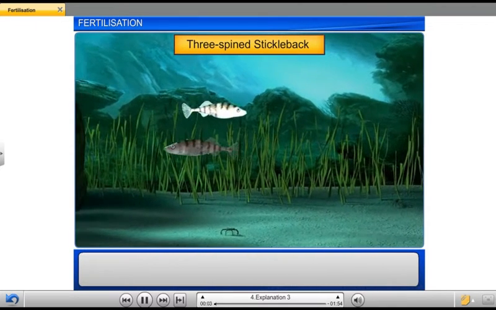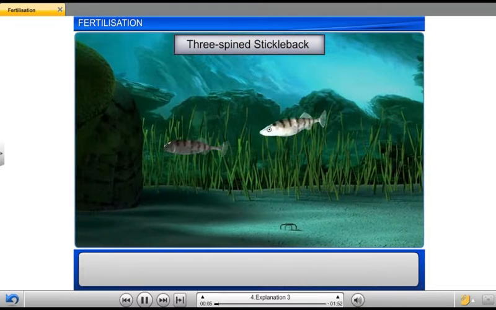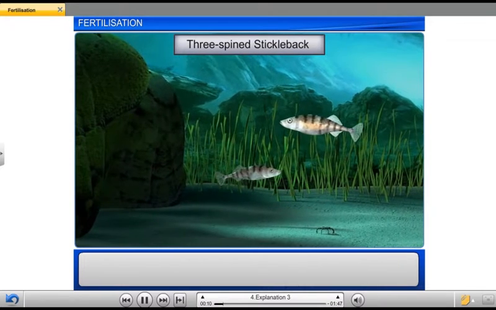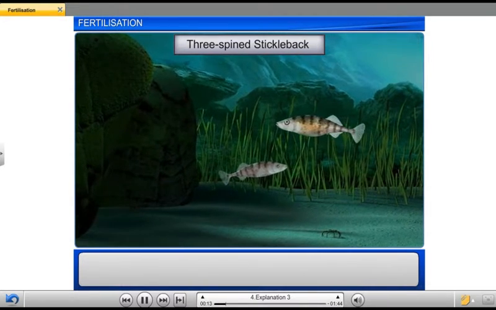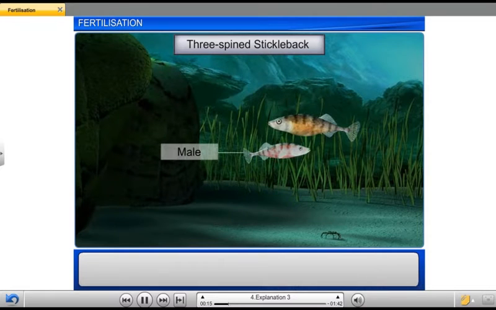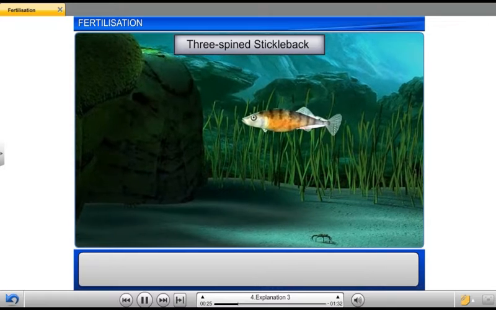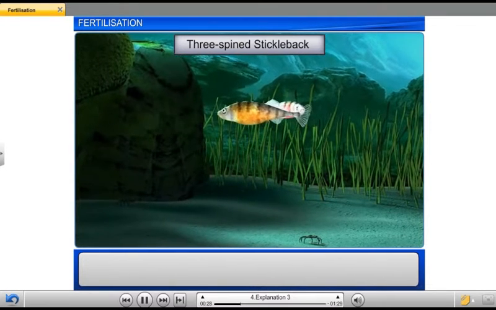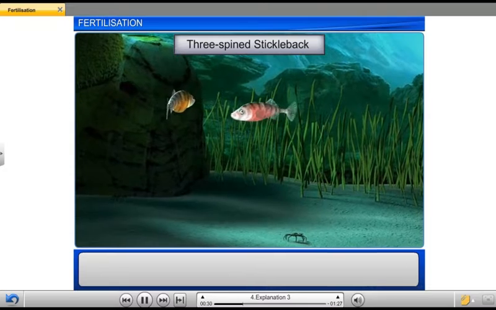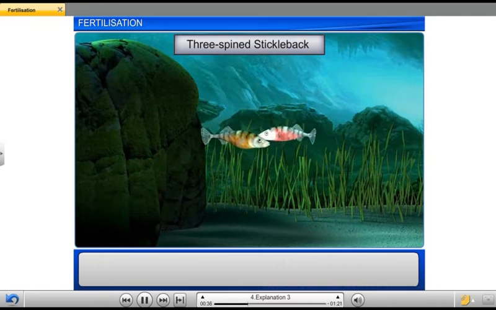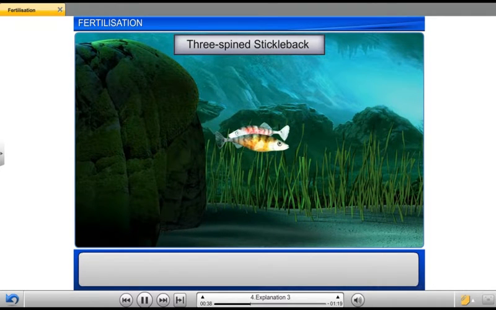Take the case of the three-spined stickleback, where both the male and female sport a silvery white belly. However, during the breeding season, the belly in the male changes to bright red, and in females, pale yellow. Such changes occur synchronously, which ensures successful mating as well as perfect timing during the release of gametes. This enhances the chances of successful fertilization.